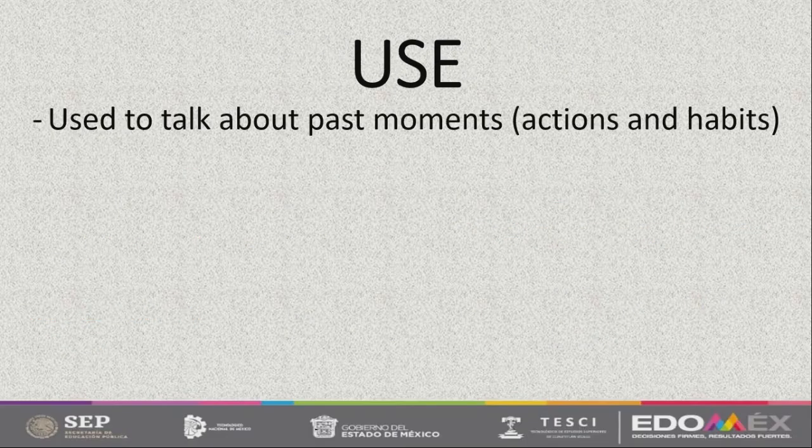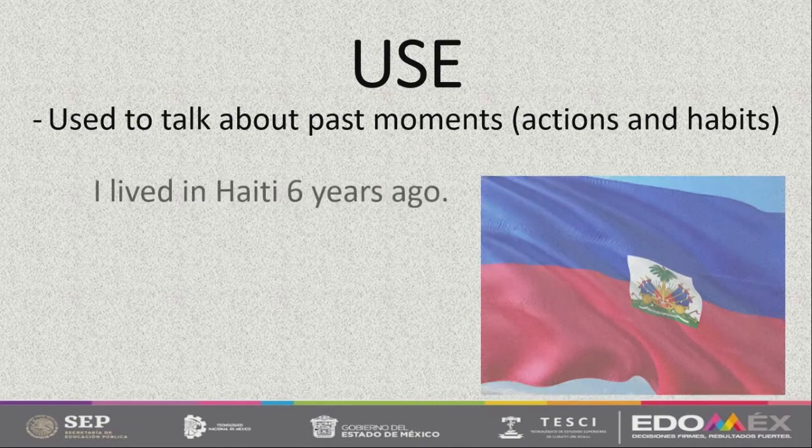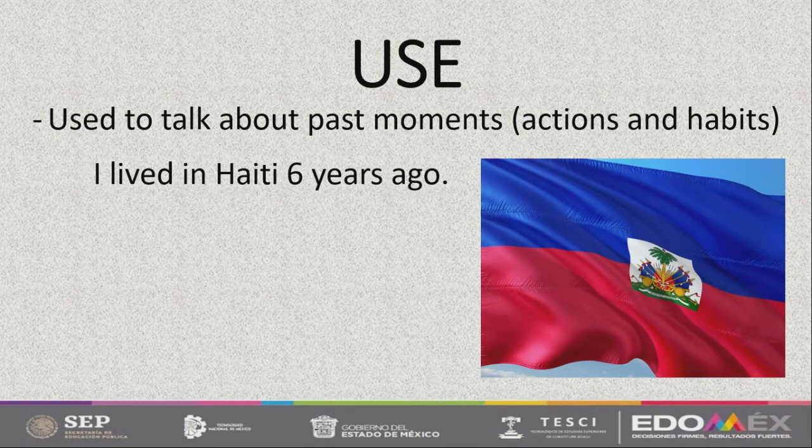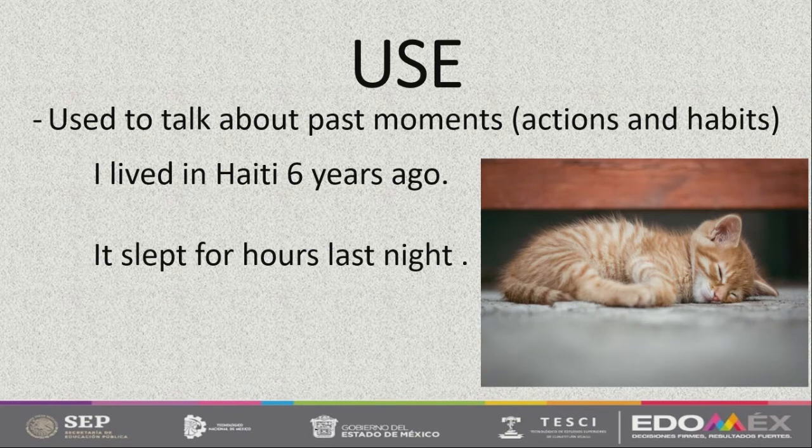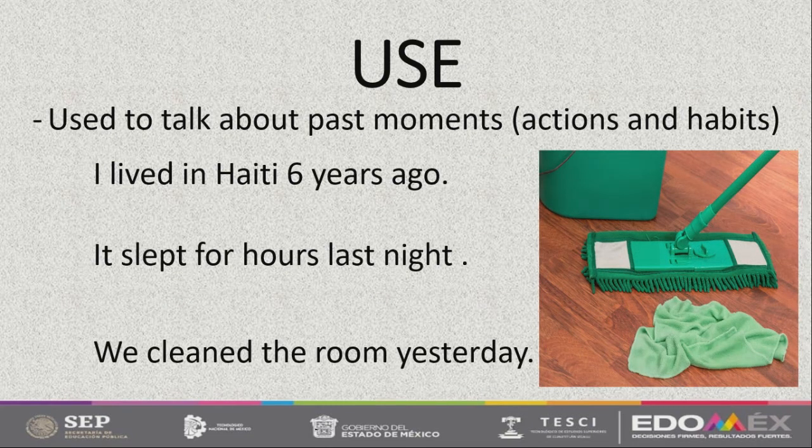Okay, so the use of the past, it's literally to only talk about past moments, actions, or habits. Here, our actions happened in the past and they stayed in the past. For example, I lived in London 86 years ago. It slept for hours last night. And the last one, we cleaned the room yesterday.